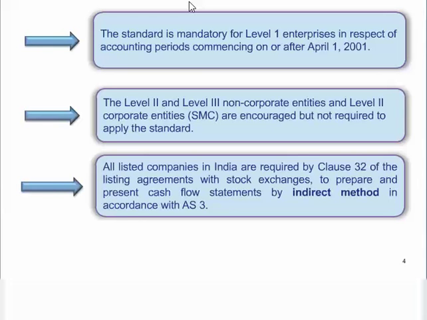So if you really see friends, all listed companies, if you have seen the financial statements of listed companies, all listed companies in India are required by clause 32 of the listing agreement of the Securities and Exchange Board of India, which is SEBI, to prepare and present cash flow statements by indirect method in accordance with Accounting Standard 3. What is this indirect method? What is this part of? How is it presented? We'll understand in the foregoing slides.